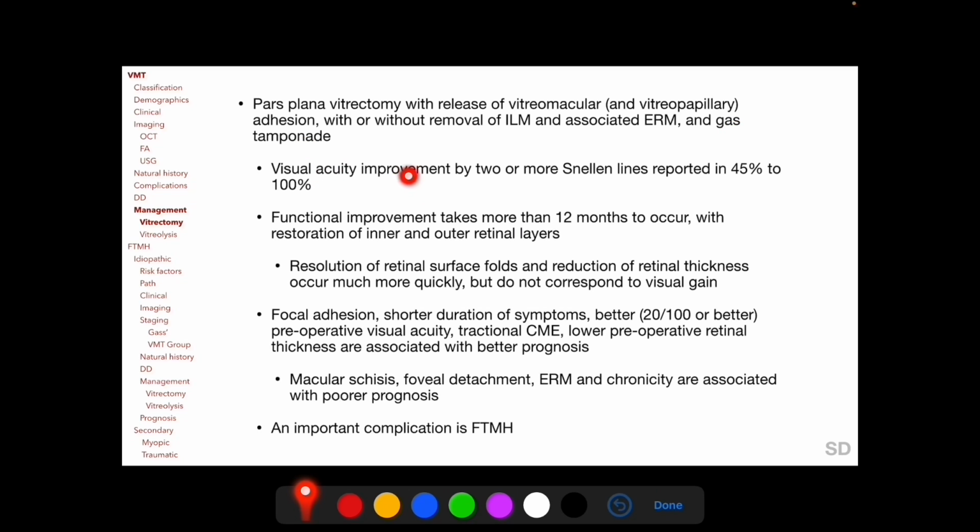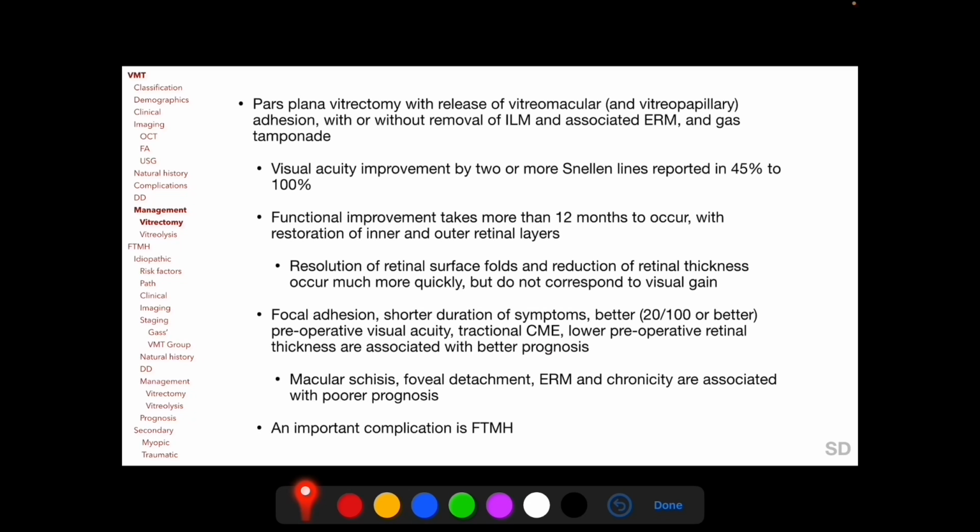Visual acuity improvement by 2 or more Snellen lines has been reported in 45 to 100% of these patients, but functional improvement with restoration of inner and outer retinal layers can take more than 12 months to occur. Focal vitreofoveal attachment, shorter duration of symptoms, better preoperative visual acuity, tractional cystoid spaces within the retina, and lower preoperative retinal thickness are associated with better postoperative visual prognosis.